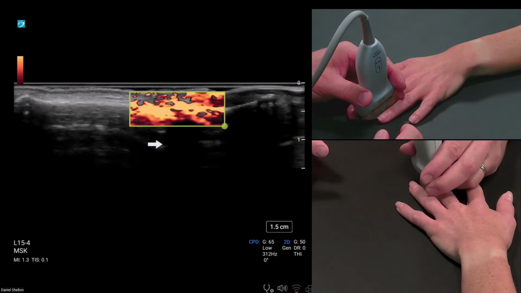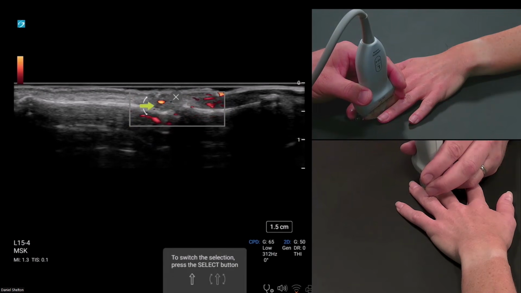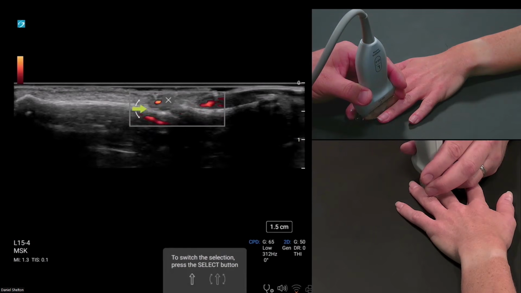So there we can see her nail. We see a little bit of mirror image artifact happening here. So that's kind of fun to point out. So there's a vessel here, and it's climbing its way over to the nail root. And then we have a hard specular reflector of the distal phalanx, or the middle phalanx distally.